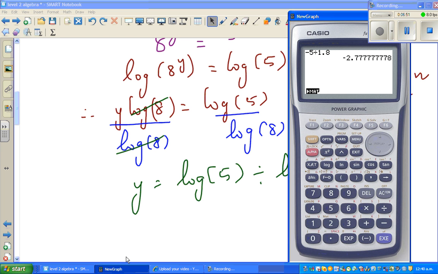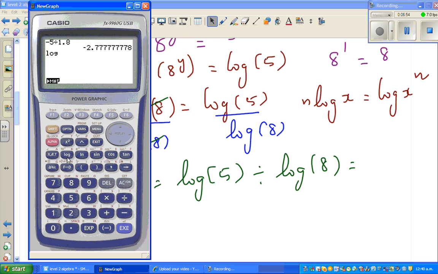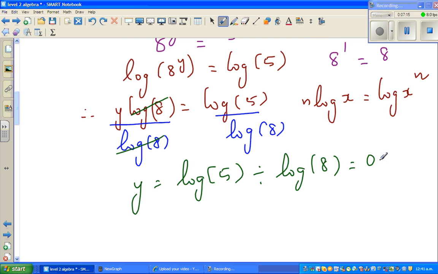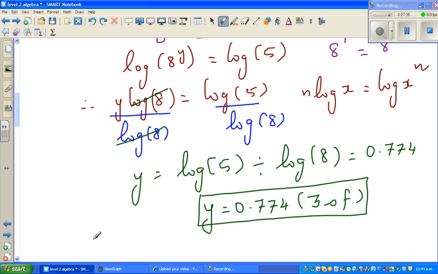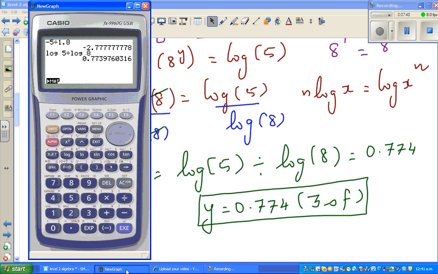We know it should be between 0 and 1 logically. So you press log 5 divided by log 8, which will give you 0.7740, or 0.774 in three significant figures. So the answer is 0.774. Now how does this answer make sense? y is equal to 0.774 in three significant figures or three decimal places. To make sense, what I was saying is 8 to the power of this number should be around 5. This is not an exact number, so let me show you that.